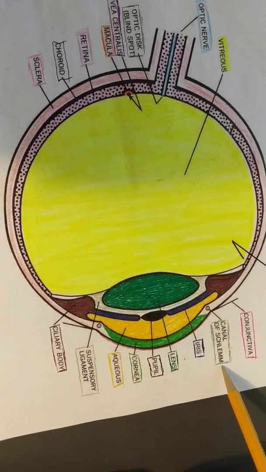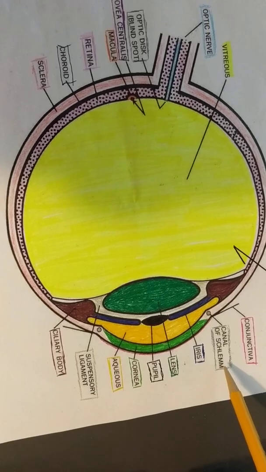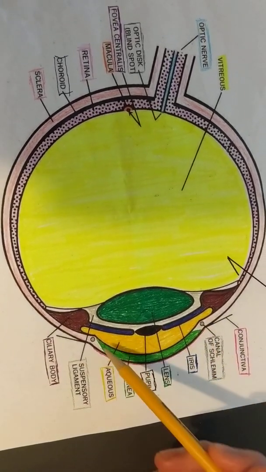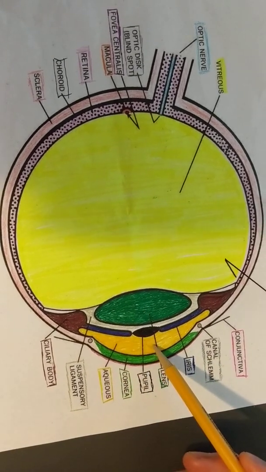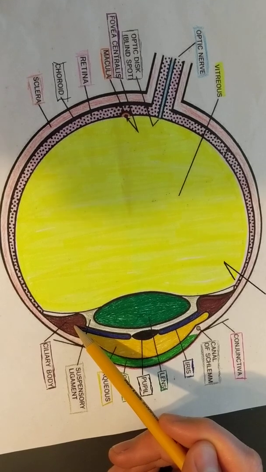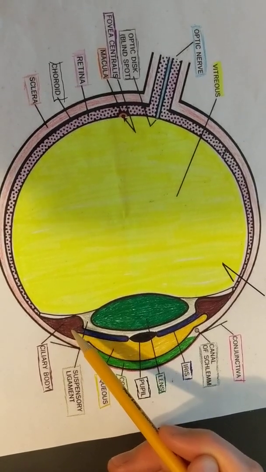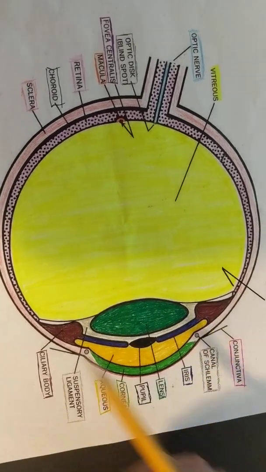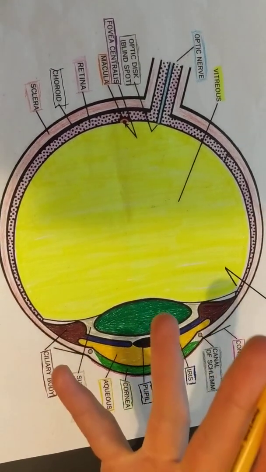Speaking more on the canal of Schlemm, these help to direct the flow of aqueous humor back into the body's venous system so it can be recycled by the body. And then we have the ciliary bodies, which produce the aqueous humor, and they also contain muscles which help to contract the lens so we can focus on objects that are near to us.